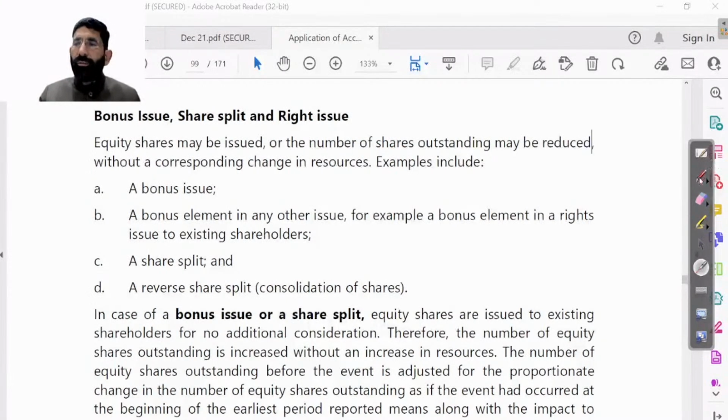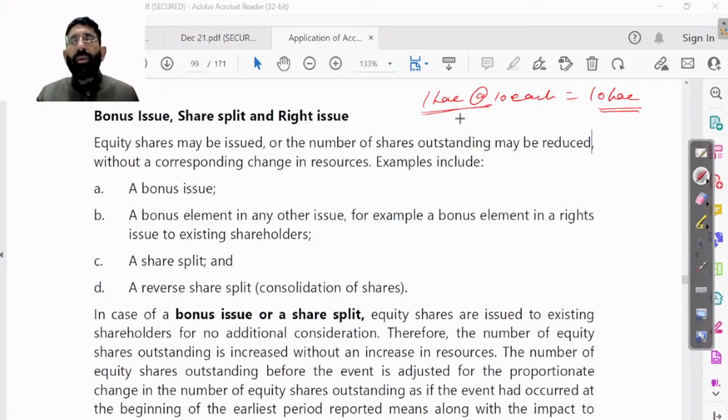You all know that when bonus shares are issued, what happens? Like a company has 1 lakh shares at the rate of 10 each, that is 10 lakh. Now, what is the company doing in case of bonus shares? The company is giving free of cost shares to its existing shareholders. Like the company is saying, I am giving 1 share against every 4 shares, 1 for every 4 shares. That is 25,000 shares will be issued by the company as bonus shares.